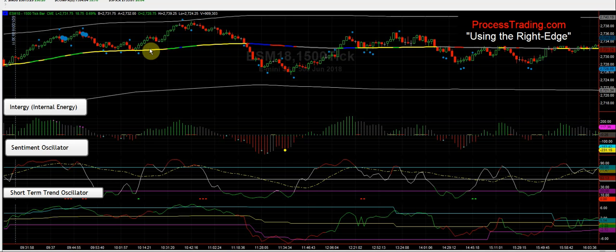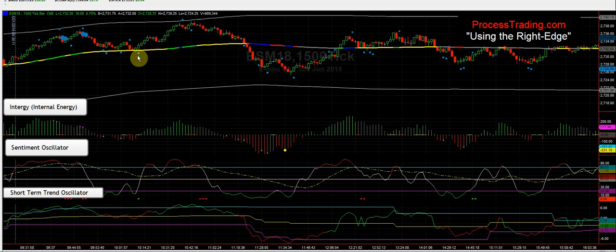That is what the system does for you, so you are not guessing as to, is this an appropriate place to take the trade? Is this an appropriate time to take the trade? Is this a high probability occurrence to take the trade? It does that for you.